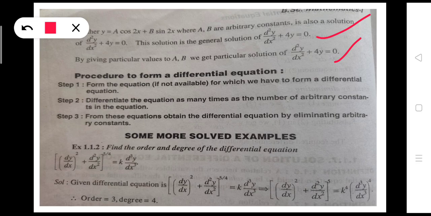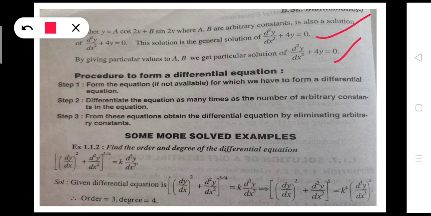Form the equation if not available, for which we have to form a differential equation. First step, what is step 1? Form the equation for which we have to form a differential equation. Step 2. Differentiate the equation as many times as the number of arbitrary constants in the equation.